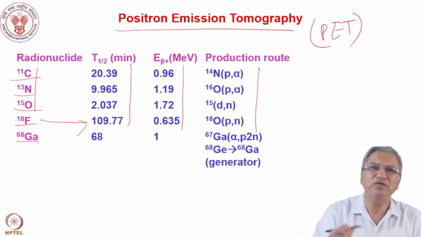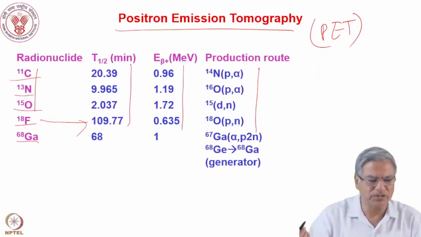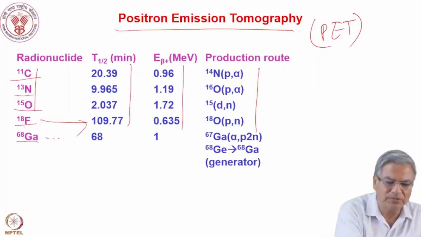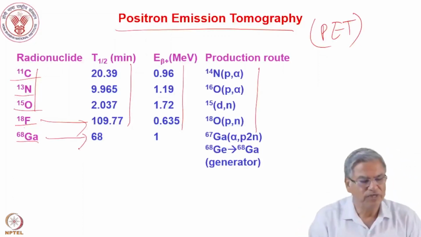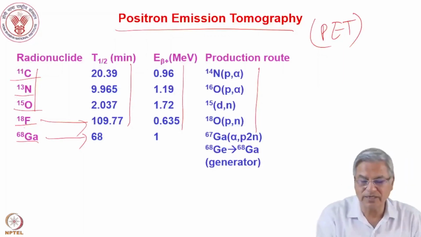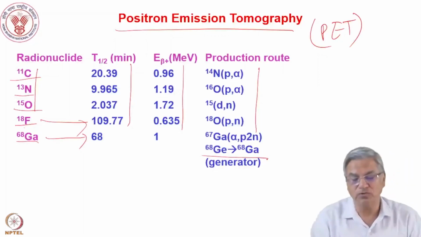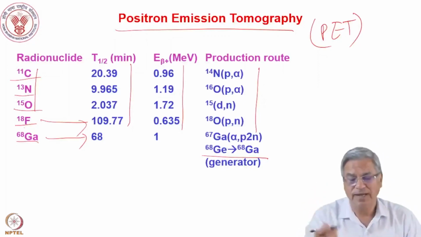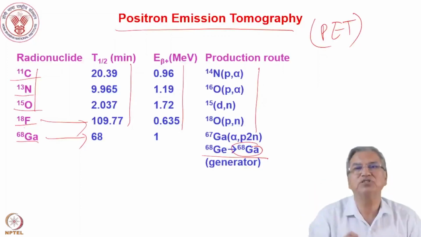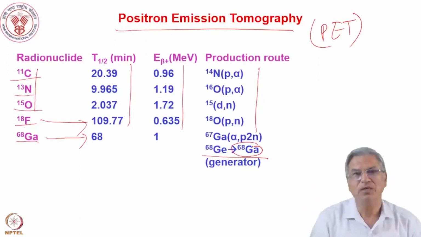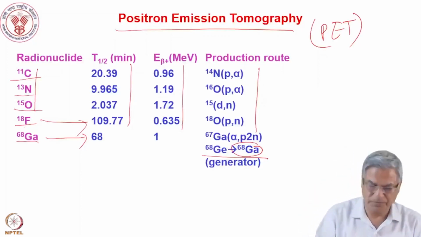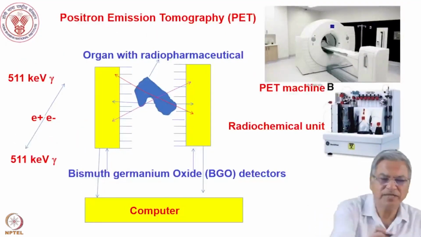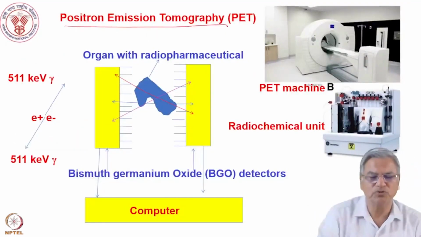But fluorine-18 you can take from the cyclotron to other hospitals in the city. Another very interesting pair is gallium-68. It's a generator: you have germanium-68 decaying to gallium-68, and you can take the generator to the hospital, and we milk the gallium-68, which is then injected into the human body for PET investigations. So this is again the principle behind positron emission tomography.